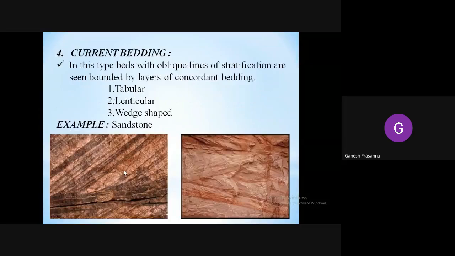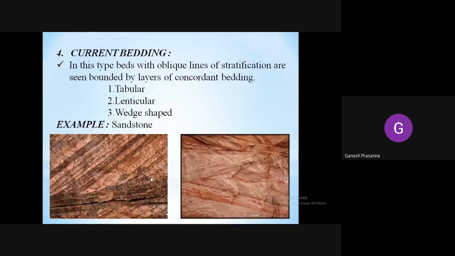Okay, so coming to the current bedding. Current bedding refers to the type of bedding where the layers are arranged oblique to the lines of the stratification. Okay, they are seen oblique to the lines of stratification. You can see this is one of the beds. So due to the movement of the current, these are formed oblique or making an angle to the primary bedding. Okay, such type of bedding is usually called current bedding.